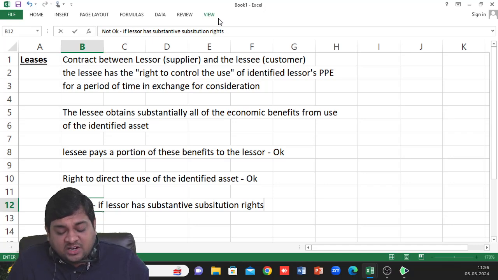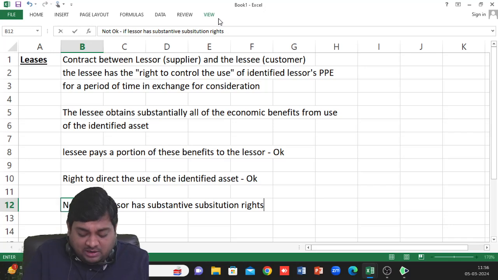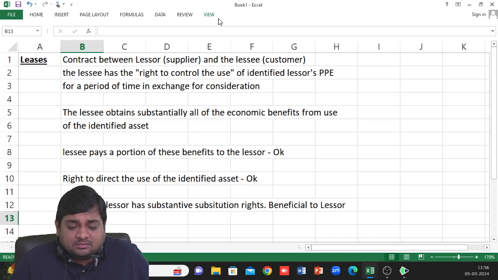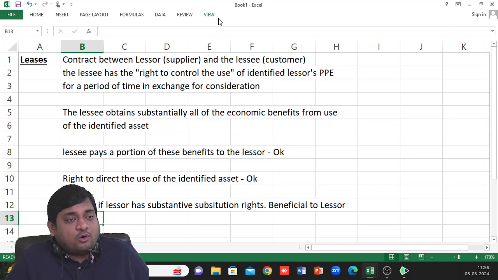And generally this is beneficial to lessor. So these are certain points which I want to tell you regarding the lease contract, right?